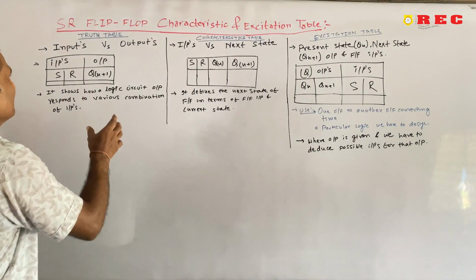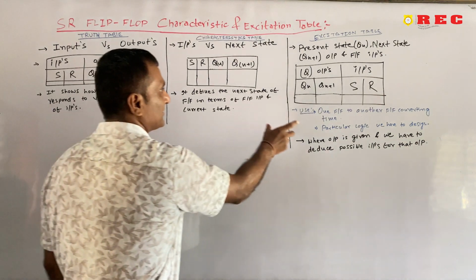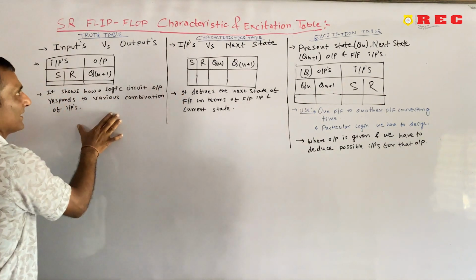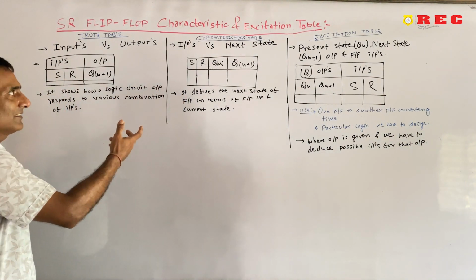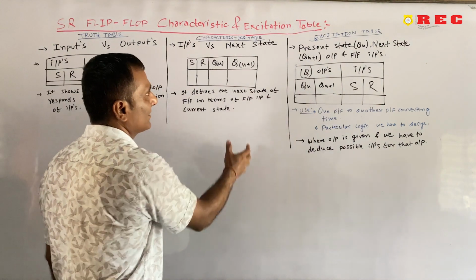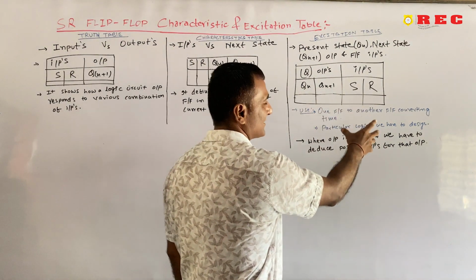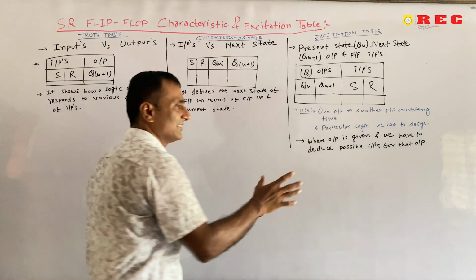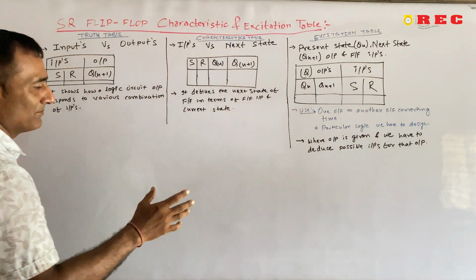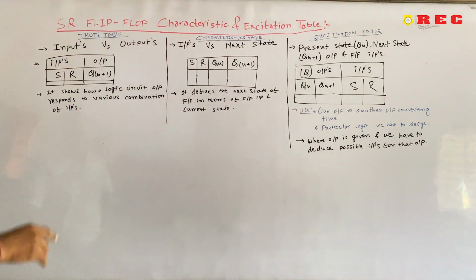So, I have made three partitions. First is the truth table. What is truth table? What is characteristics table and what is excitation table? You will know very clearly today in this chapter. We have mentioned these three things.